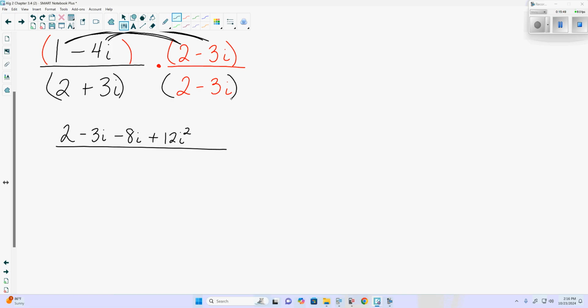Then we're going to do the same thing with the bottom of the fraction. 2 times 2 is 4. 2 times negative 3i is negative 6i. 3i times 2 is plus 6i, and 3i times negative 3i is negative 9i squared.